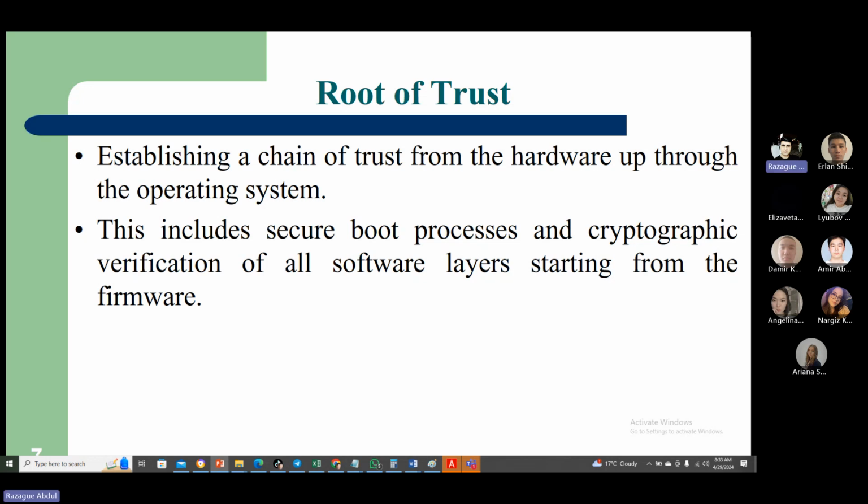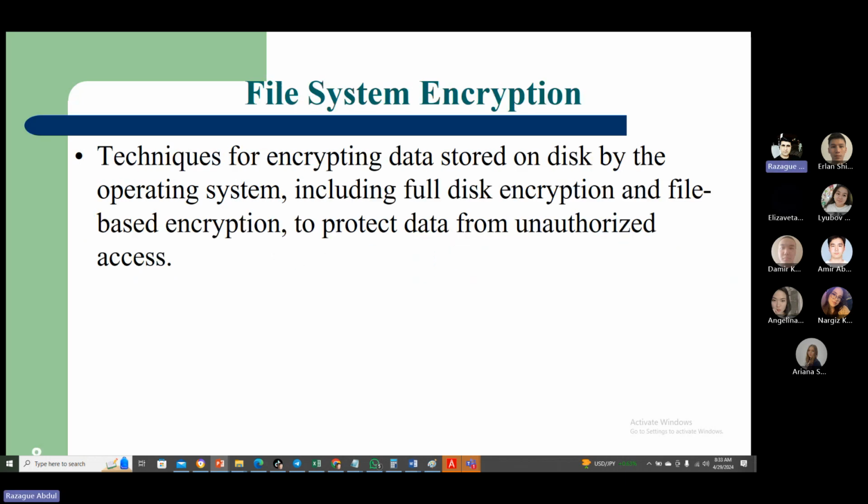So as cybersecurity threats continue to evolve, the root of trust will remain a critical component in the design of secure systems, ensuring that trust can be reliably established and maintained in increasingly complex computing environments. So I hope you got an idea of the root of trust. Now we have here file system encryption.